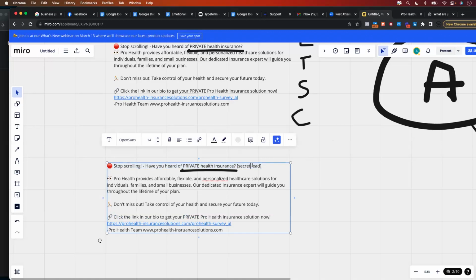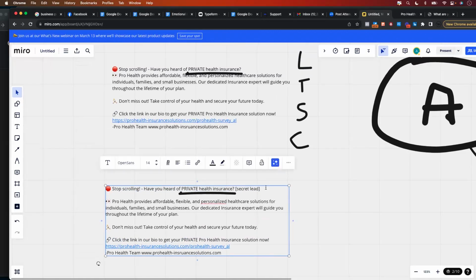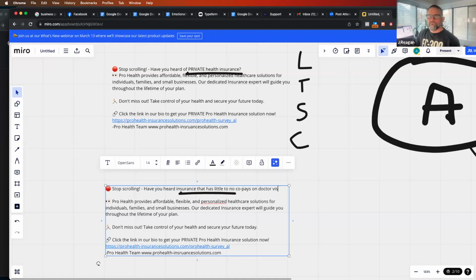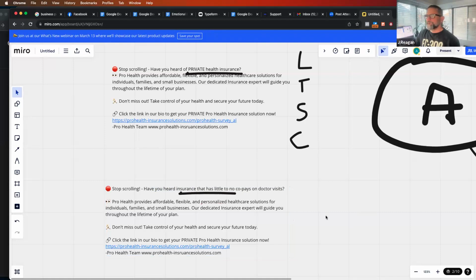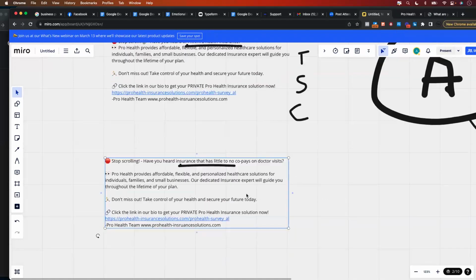This is, have you heard of XYZ? So have you heard of insurance that has, obviously this isn't true, so we have to add facts to this. But say for an example, have you heard of insurance that has little to no co-pays on doctor visits? Right. So that's one.